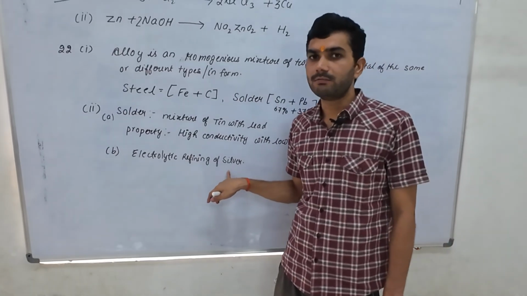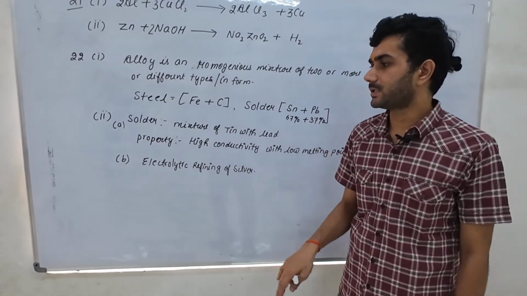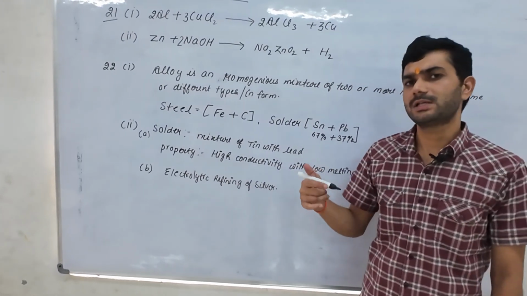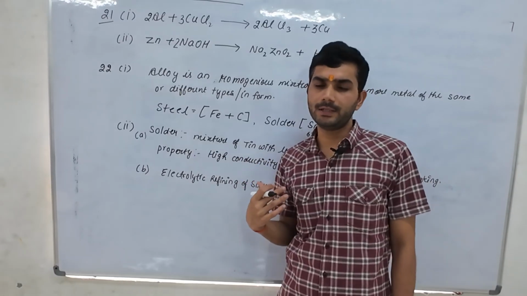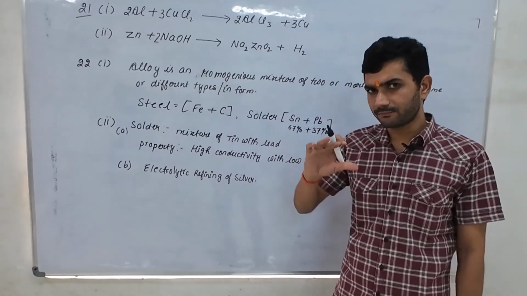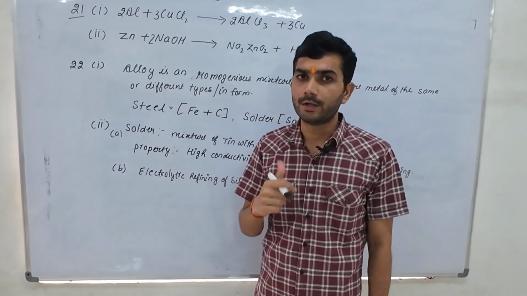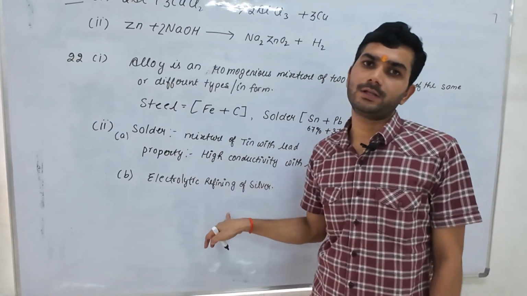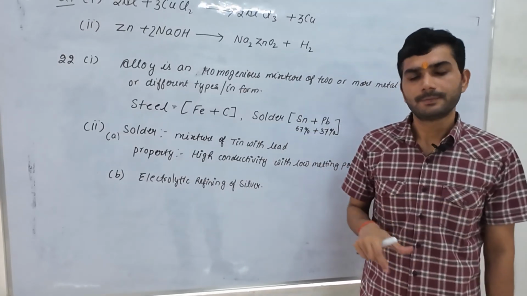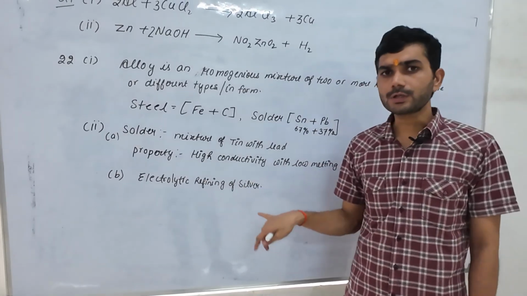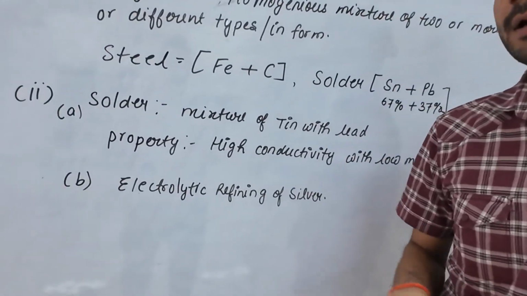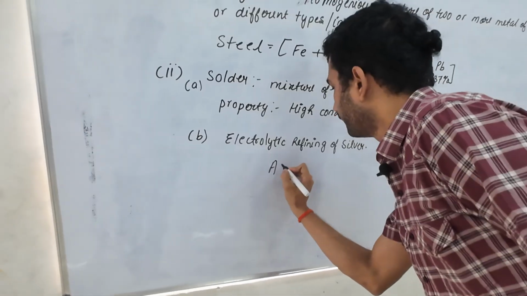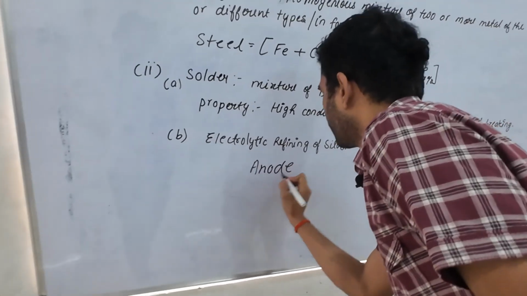In this electrolytic process we pass an electric current through the impure state of silver. Silver is a non-reactive element, but sometimes it is present in the form of an ore, like silver nitrate. So we do electrolytic refining for that purpose. We pass an electric current and make a solution, or electrolyte, of silver nitrate.